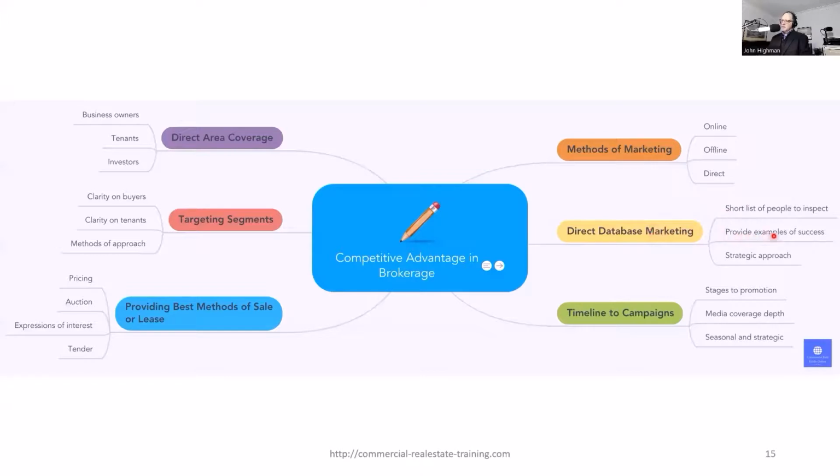Of course, when you talk to people, provide examples of success from your database to the people that could list with you and talk about strategy. A listing today is all about strategy, recommendations that you provide.